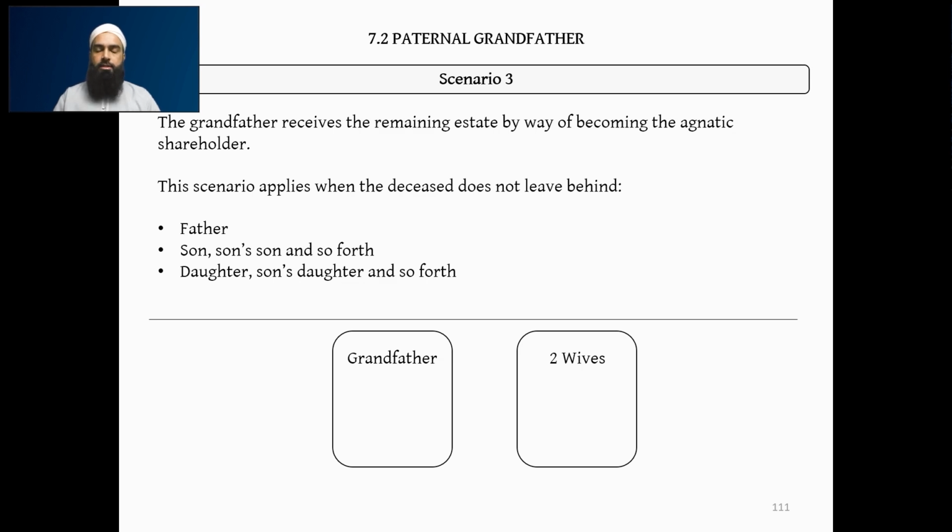To reveal the answer, the 2 wives, because there's no children, receive a quarter shared between the 2 of them. And the grandfather receives the remaining. He becomes the asaba, agnatic shareholder. So we see only 1 fraction, the quarter. So we make the divisor from 4. Give the 2 wives their 1 share. They'll share half each. And the grandfather will receive the remaining, which is 3. And that's that. So the total equals 3.